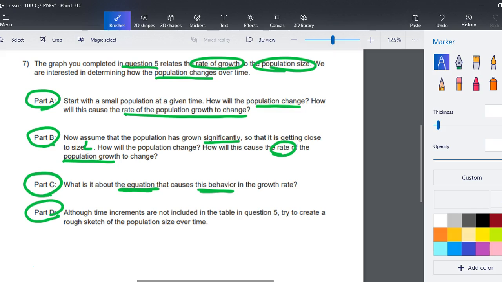So if you have not already hit pause and you have not already tried all of these parts, part D is one that it would really be valuable for you to spend some time thinking, sketching, trying to get something down for what this might look like. It says, although time increments are not included in the table in question 5, try to create a rough sketch of the population size over time.